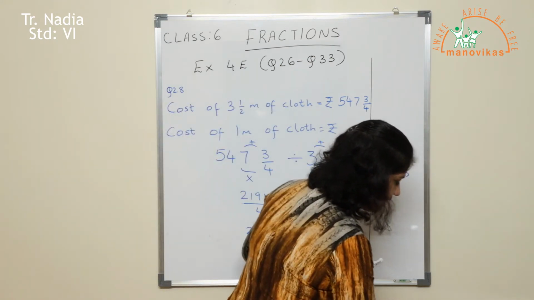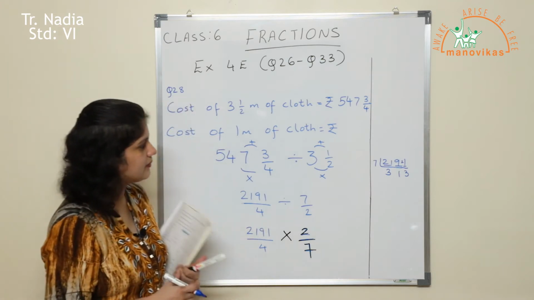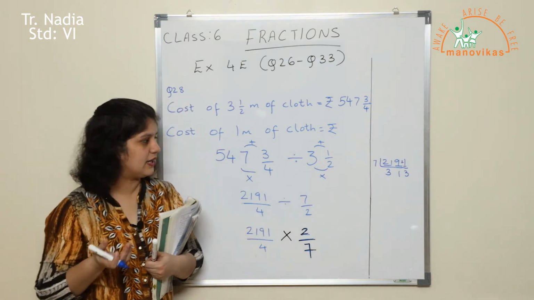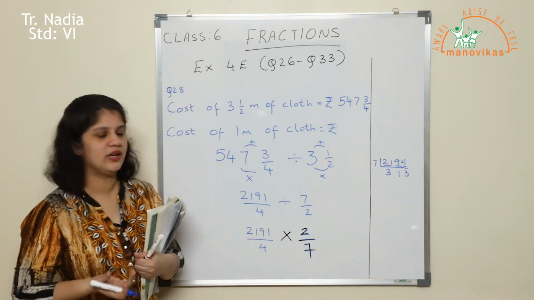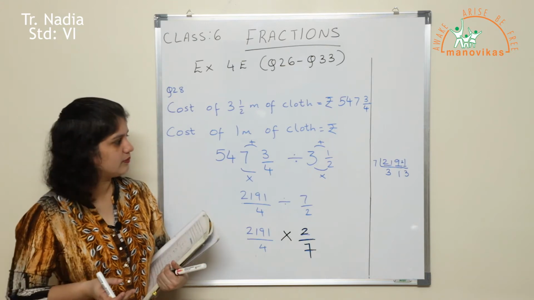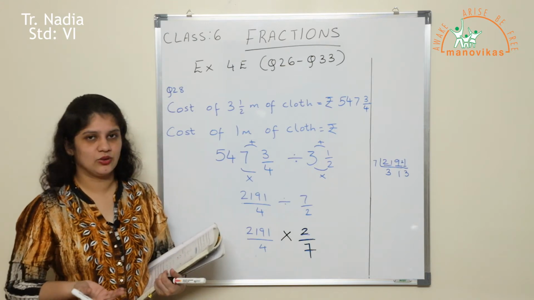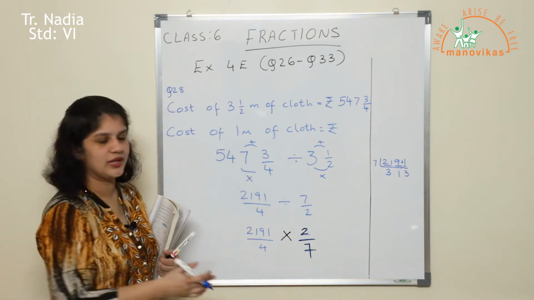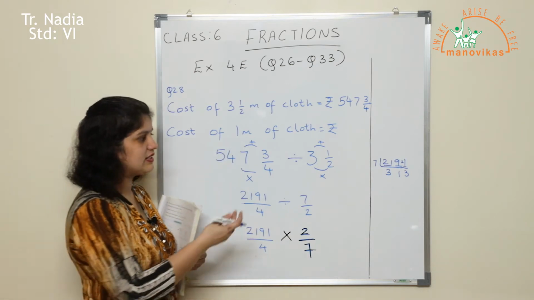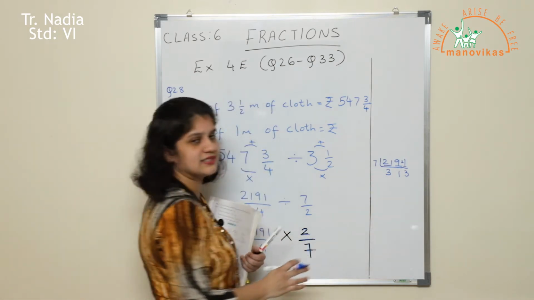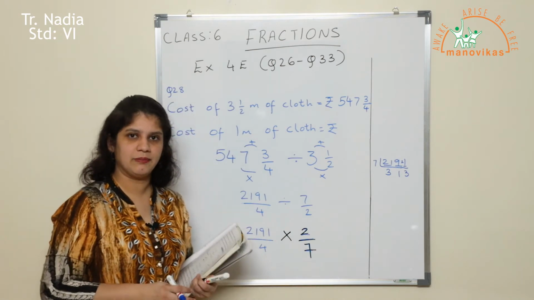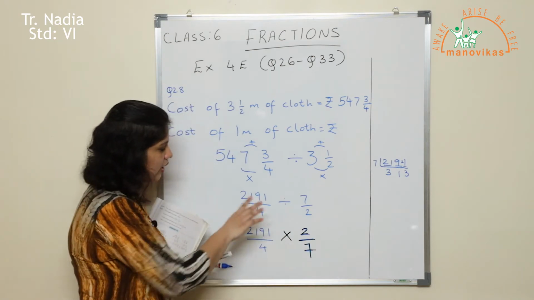Can we reduce 313 any further? You can try using the different tables. It won't go in 2, it won't go in 3 also. So you all try, maybe if it is going in 7 or something, you'll see how you can reduce it further. Or else if you cannot reduce, leave it as it is. It may be a prime number also. So this is how you can reduce.